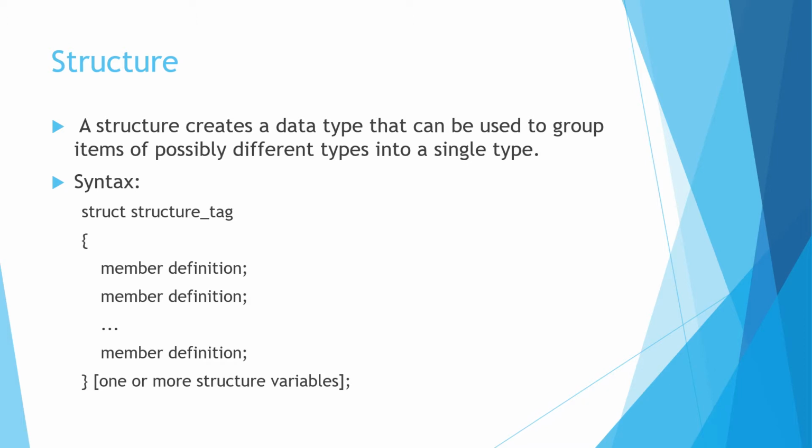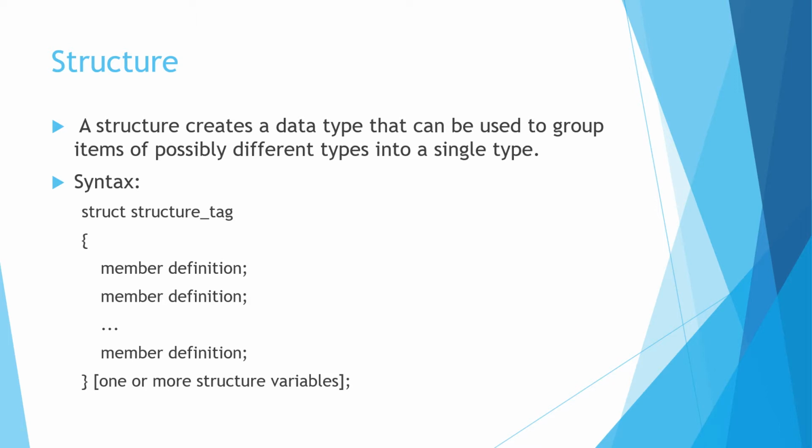A structure creates a data type that can be used to group items of possibly different types into a single type. We know that an array is a collection of similar kind of data. So in that sense, a structure is a collection of different types of data grouped together under the same structure tag. The syntax of structure is given over here.